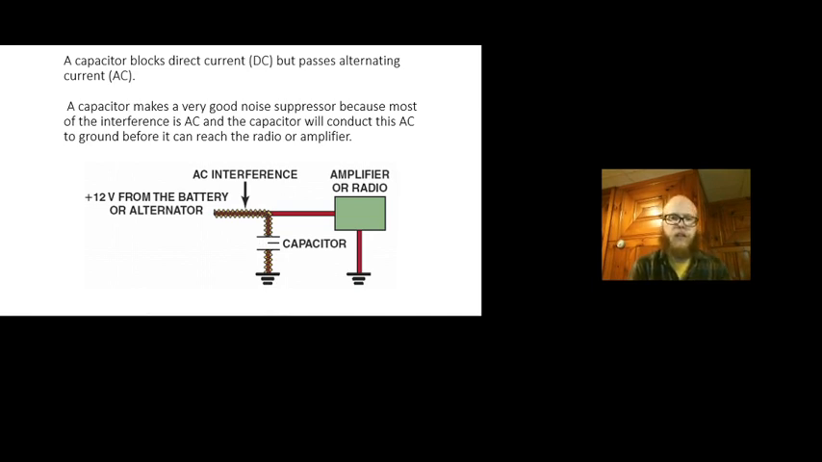Oftentimes you'll see them near ignition coils. They're trying to suppress noise there. They'll often be attached or very nearby to our antennas or built into our radios, and it's all there to try to knock down any kind of radio frequency interference or electrical interference so that we get nice clean broadcasts.